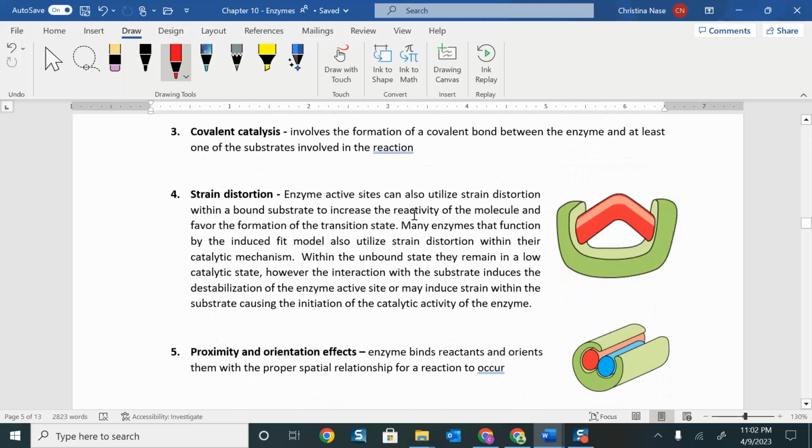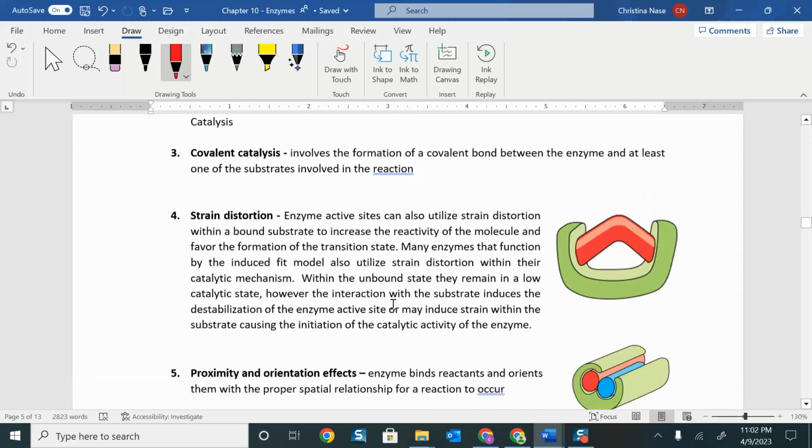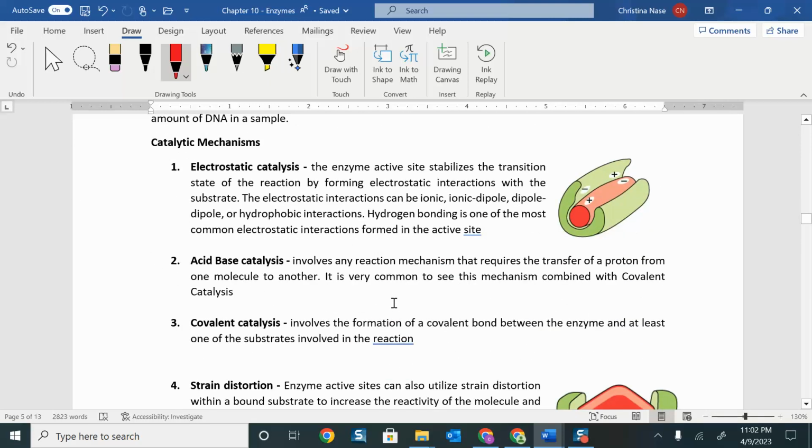Catalytic mechanisms. So there are five catalytic mechanisms that we're going to talk about. The first one is electrostatic catalysis. So again, with mechanisms, we're just looking at how these different enzymes work. So for electrostatic, this green thing is the enzyme, this red one is the substrate, and the positive and negative is just showing the electrostatic interaction. That's just like a charge. So if you have one thing that's positive, it's going to be attracted to the negative end on the substrate, and the opposite over here.